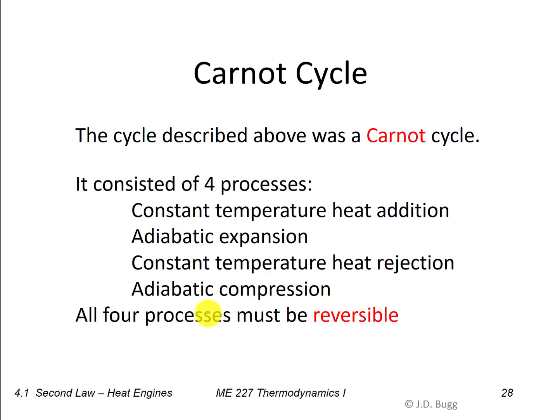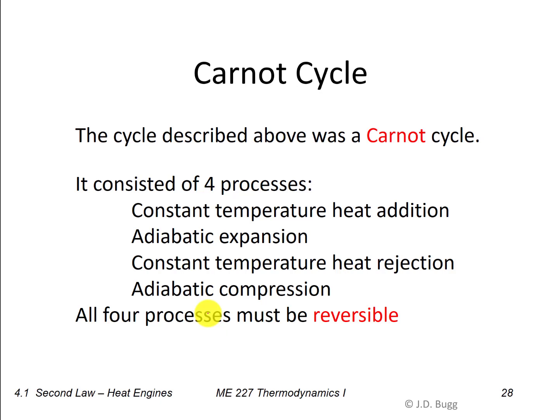Now the cycle that we already looked at, or the heat engine that we already looked at when we were looking at converting heat into work, it has a name. We didn't give it a name at the time, but it's called a Carnot cycle. So the cycle that we just described was a Carnot cycle. And a Carnot cycle consists of 4 processes: constant temperature heat addition, adiabatic expansion, constant temperature heat rejection, and an adiabatic compression. So those are the 4 processes that we looked at.